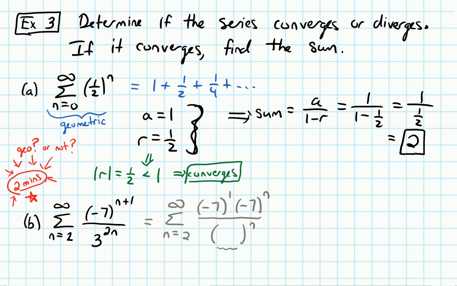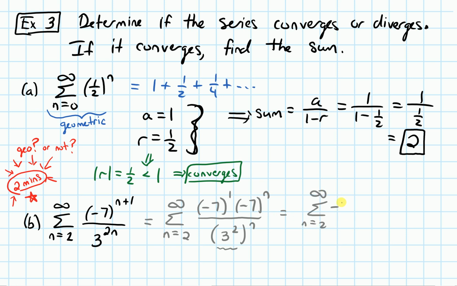All right, so hopefully you did pause the video just for 15 seconds to think about that. What goes in there is 3 to the 2, because when you have a power and then to another power like this, you multiply the powers. All right, so now continuing to simplify, we got the sum from n equals 2 to infinity.